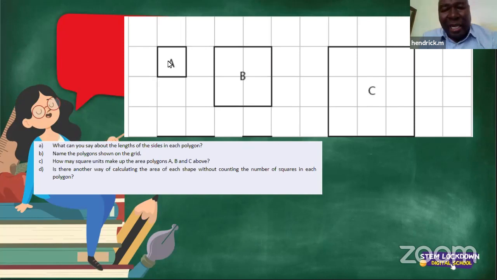Now, can we move to the second question, which is B? Kiandra, your hand is up again. You can carry on. Right, we are moving to B. Name the polygons that are shown on the grid. What are the names of these polygons? Meaning, what are the names of these shapes?